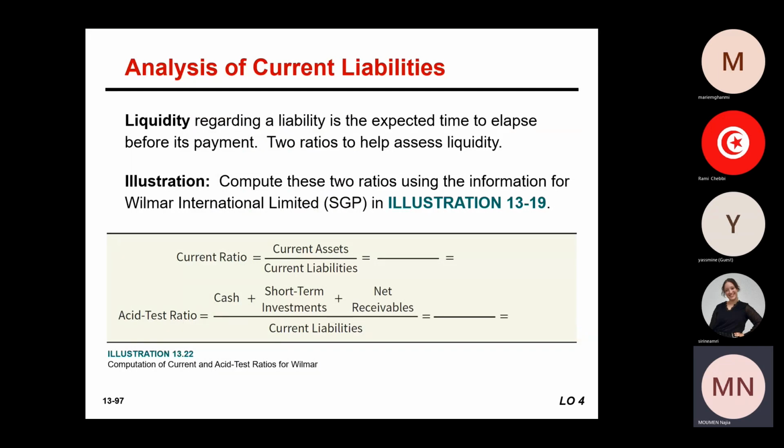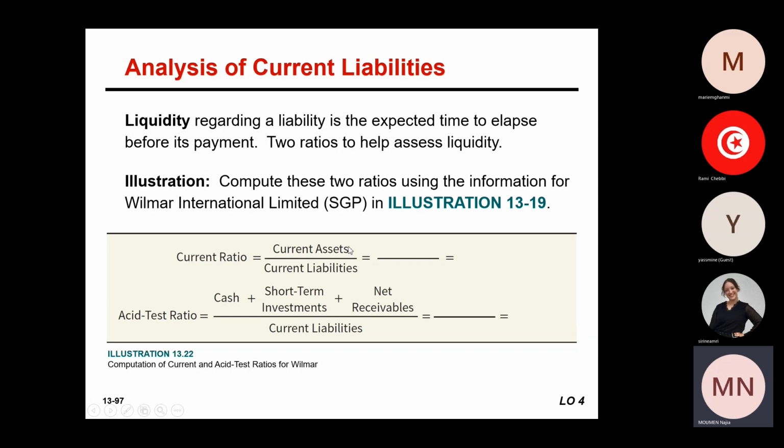So we can use the current liabilities, together with the current assets, to measure what? The liquidity of businesses, okay? When we're talking about liquidity regarding the liability, that's the expected time to elapse before its payment. So how do we assess the liquidity of a business? We can use the current ratio or the acid test ratio.